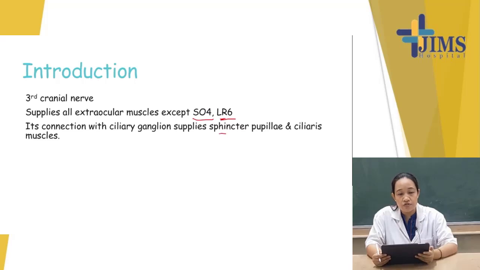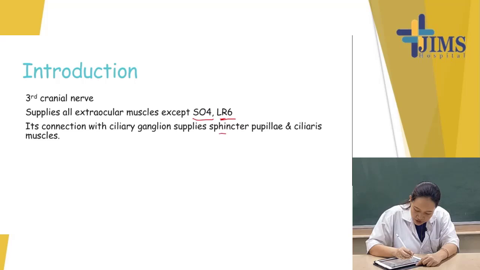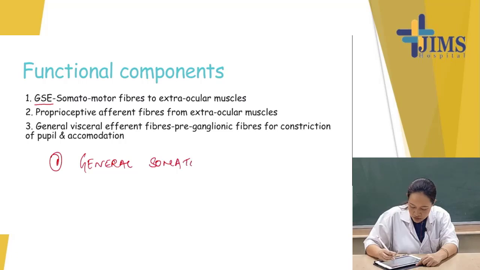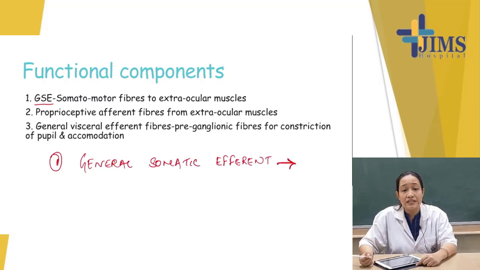Coming to the functional components. If you learn any cranial nerve, you need to know about the functional components of the nerve. So here the functional components of the nerve are mainly two. Number one, we have the general somatic efferent. So what do you mean by general somatic efferent fiber? General somatic efferent fibers supply the skeletal muscles which are attached to the body wall.